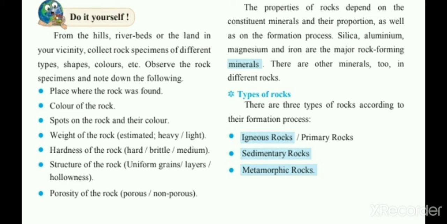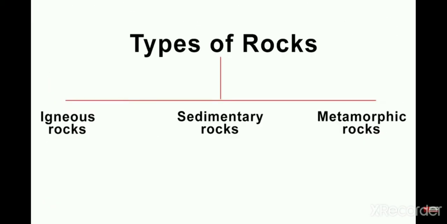Now the rocks are classified into three types according to the formation process, how they are formed: igneous rock, sedimentary rock and metamorphic rock. The igneous rock is also called primary rock. Further we are going to learn about these three types of rock. Now we have learned that the first one is igneous rock, the second is sedimentary rock and the third is metamorphic rock.